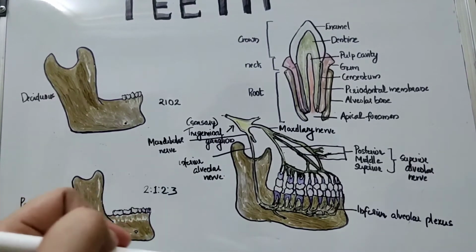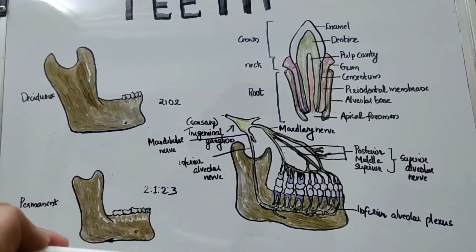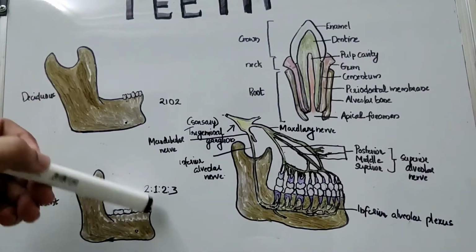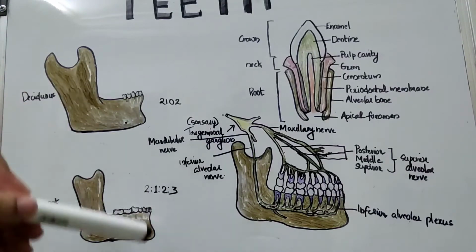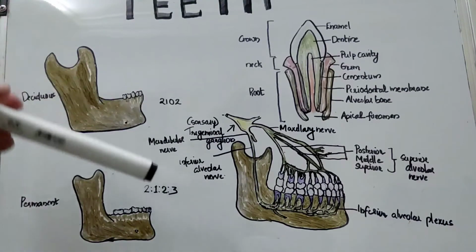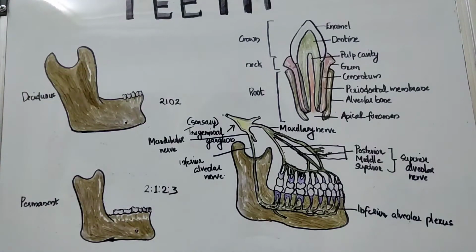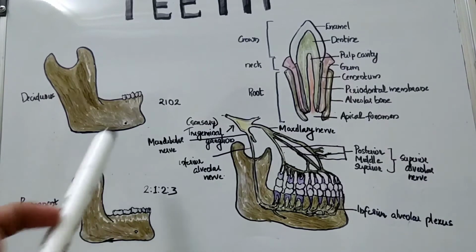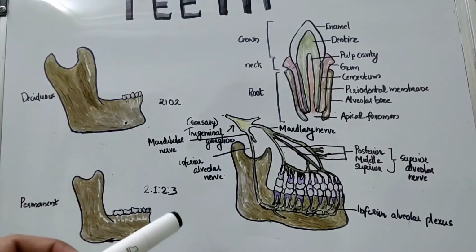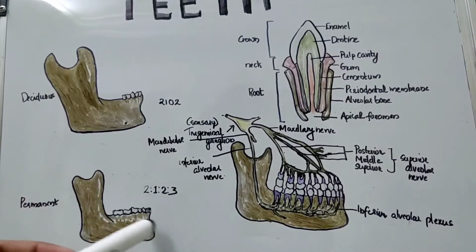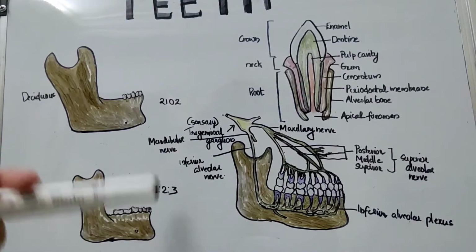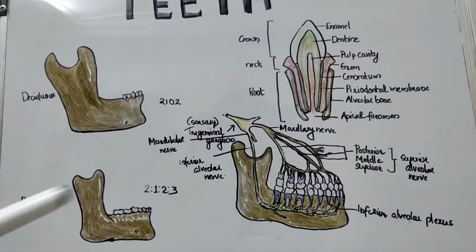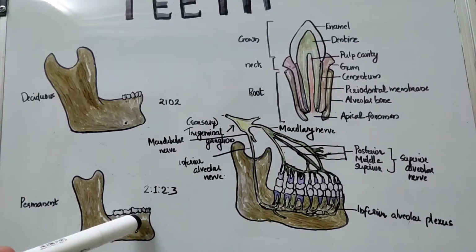So what is their function? They help in cutting movement. The incisors of the upper and lower jaw act as the blades of scissors, and help in cutting movements. Next are the canines. In total there are 4 canines, and they are helpful in tearing movements.